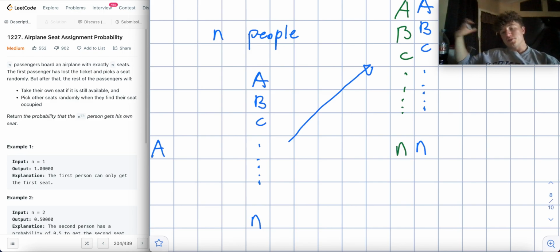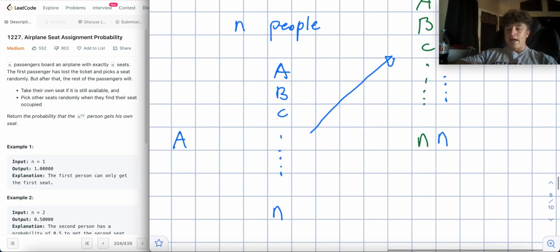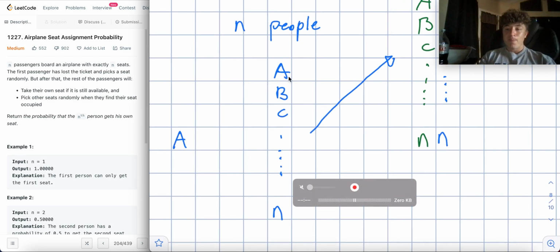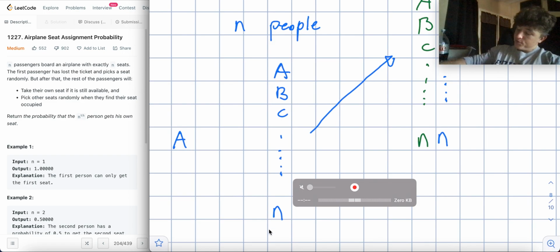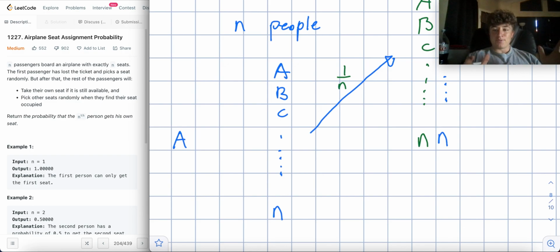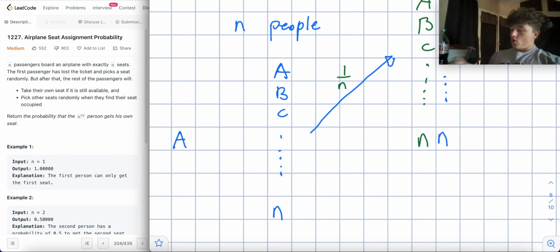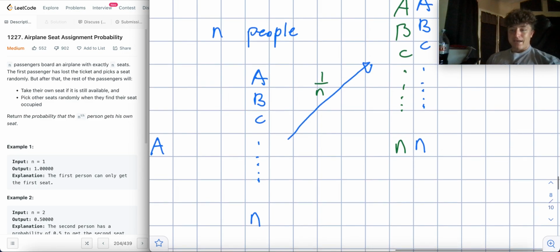But also, what's the probability of this happening? Well, I have n seats I can choose from, and A is going to choose them all uniformly at random. So what's the probability that they choose this seat? Well, 1 out of n times they'll choose this seat. Just simple probability. I have n options, I choose any of them at random. The probability that I choose one of them is 1 out of n. So this happens 1 out of n times.